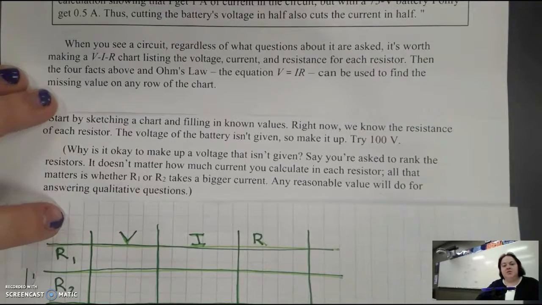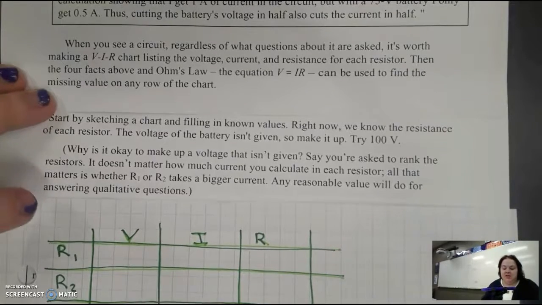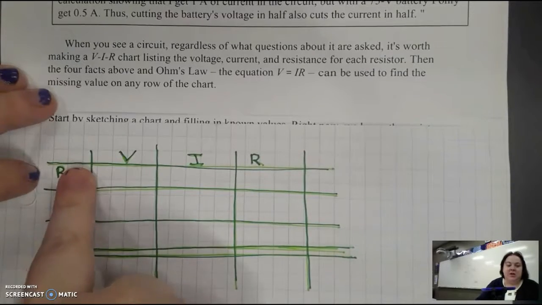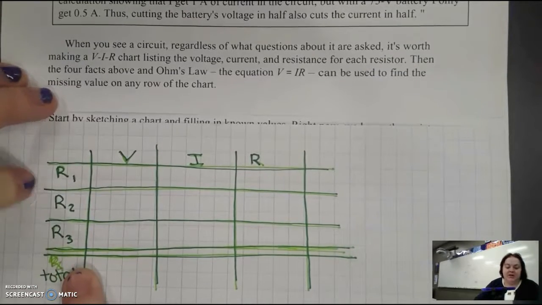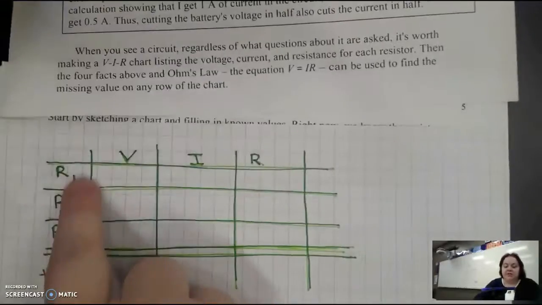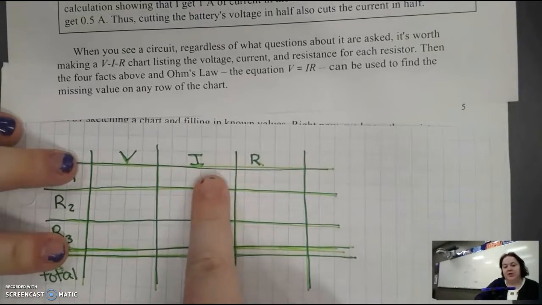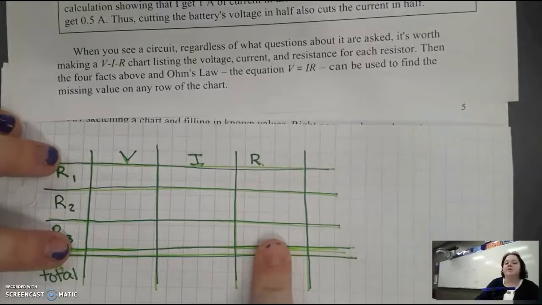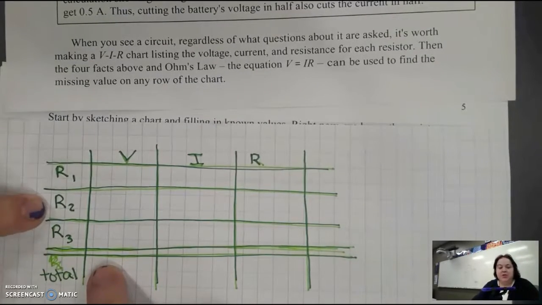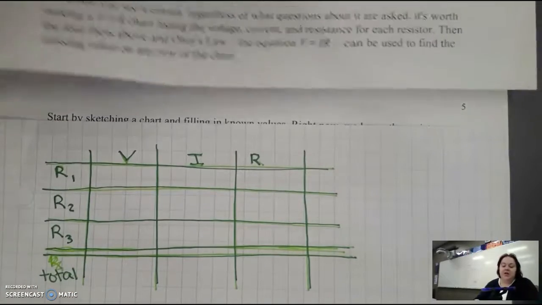All right, so again, I said you were going to need a separate sheet of paper, and you're going to set up what they call a VIR chart. The way you're going to do that, and you may want to pause to make yours, is you're going to have your number of resistors down the side. In this case, if we go back to our picture, we have 3 resistors, and then our totals, and then across the top you'll have V for voltage, I for current, R for resistance. You want them in this order, which we'll talk about in a minute. If you only had 2 resistors, you'd only have 2 rows here. If you had 4, you'd have 4 rows here, and so on.